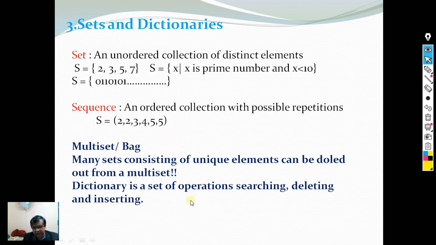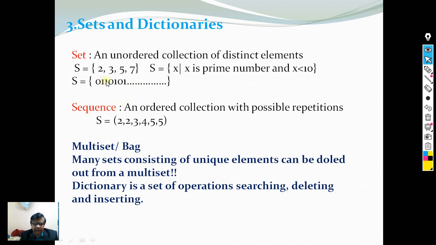Right. Sets and dictionaries form the last kind of data structures that we should explain. A set, as you know, is an unordered collection of distinct elements like 2 3 5 7, which is always explained by means of a rule based explanation: it is a set of all elements x such that x is a prime number and x is less than 10. This same set can be represented as a bit vector, 2 0 1, or 3 1 0 1, like this, 5 for this and 7 for this. A set can always be represented through bits, and then it becomes a bit vector.